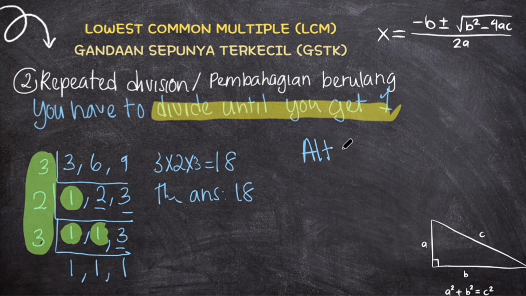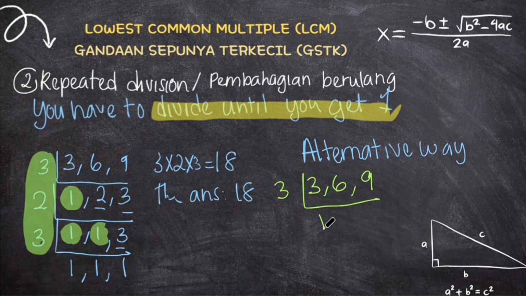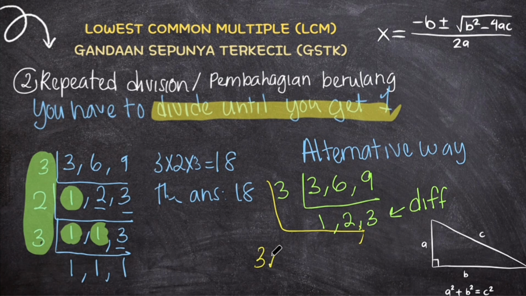We also have an alternative way, which is the same thing but a little bit shorter and time-saving method. You just have to do the same thing, but here there's a difference. Here you cannot divide by anything, right? So you just times as the L shape. 3 times 1 times 2 times 3. And then you get 18.